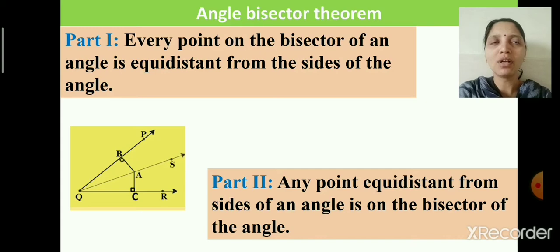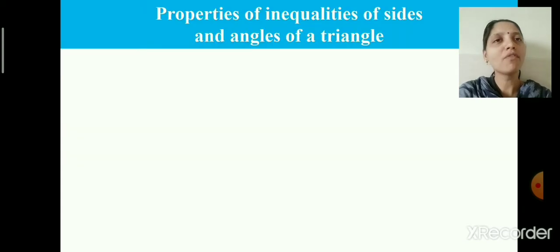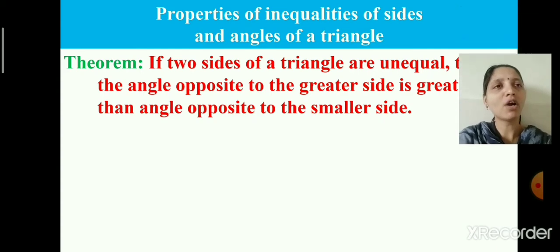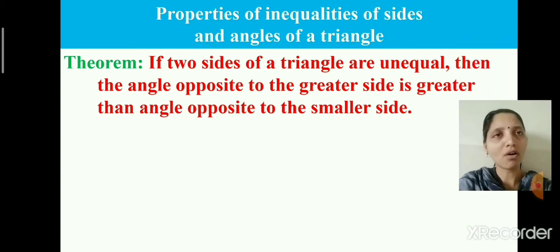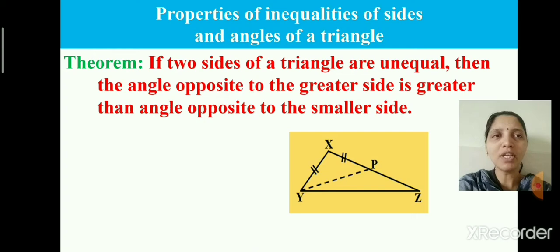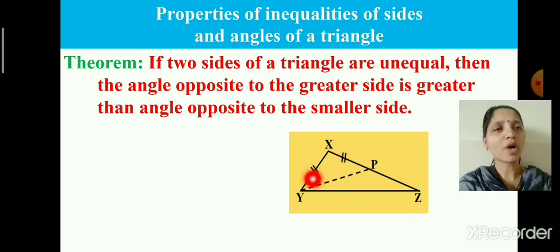Now today we are going to learn about the properties of inequalities of sides and angles of a triangle. Let's see the first property. We are going to learn three properties. If two sides of a triangle are unequal, then the angle opposite to the greater side is greater than the angle opposite to the smaller side. Now what does this mean? In triangle XYZ, any two sides you can consider. I am considering side XZ and side XY.